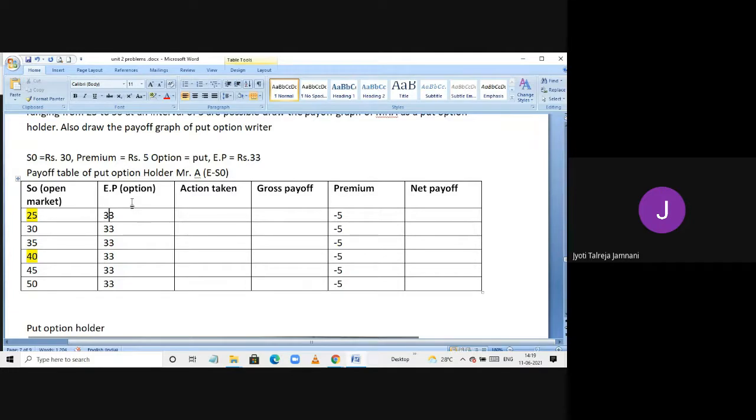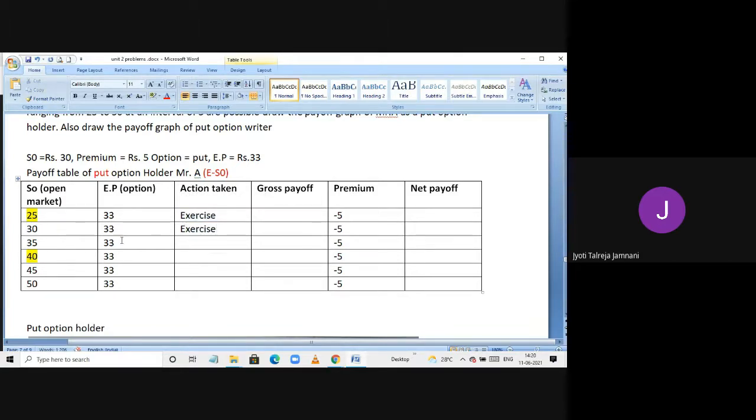Otherwise, formula wise, if we see, we should do E minus S naught because now it's a put option. So for put option, the formula is E minus S naught. So 33 minus 25, we will gain, okay, 8 rupees gain. So he will exercise this option. Because Mr. A is gaining. Similarly, he will not sell for 30 in the market, he will sell it for 33. 33 minus 30, 3 rupees gain. So again he will exercise.